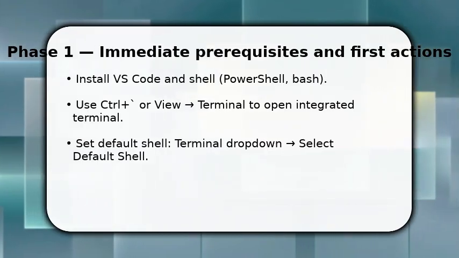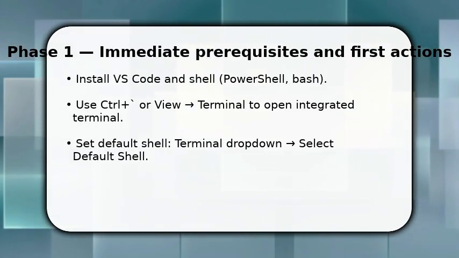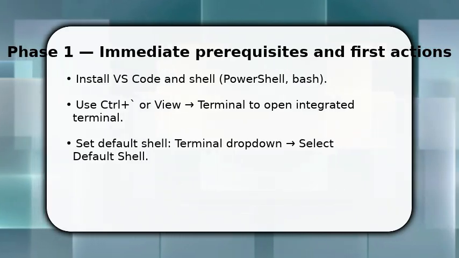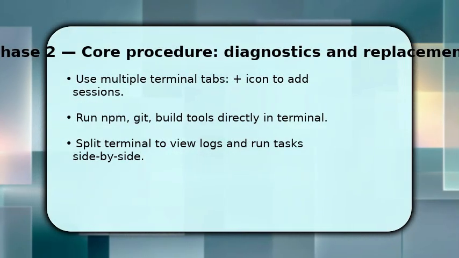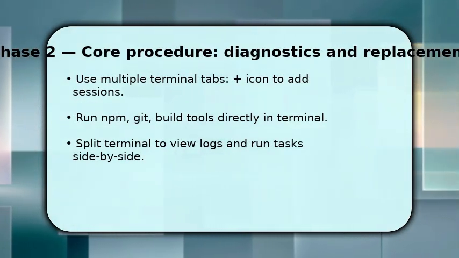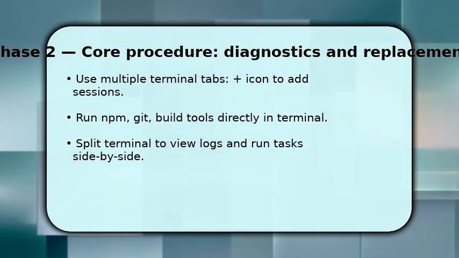Make sure your project folder is open in the Explorer so relative paths work. This avoids confusion when you run build or git commands later. With the terminal open, you run commands directly: npm install, git status, or your build tool.